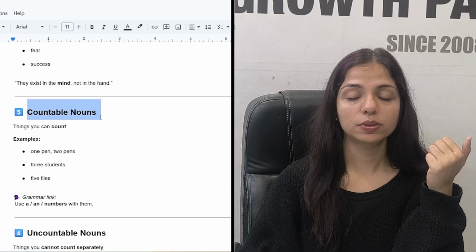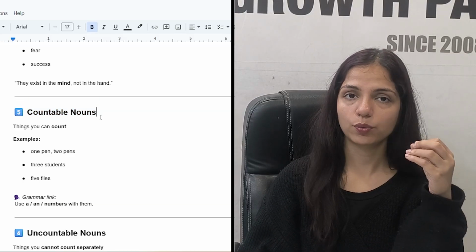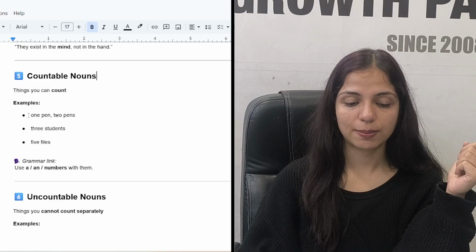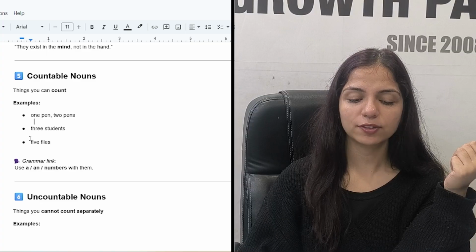Next is countable nouns. As the name itself suggests, the things which you can count will be countable nouns. For example, one pen or two pens, three students, or maybe five files.